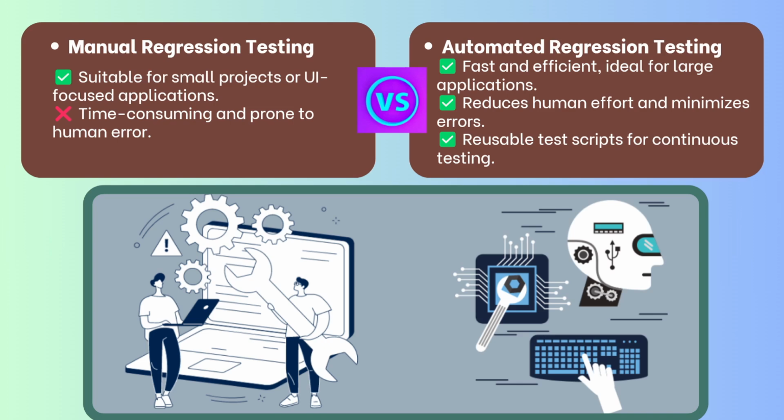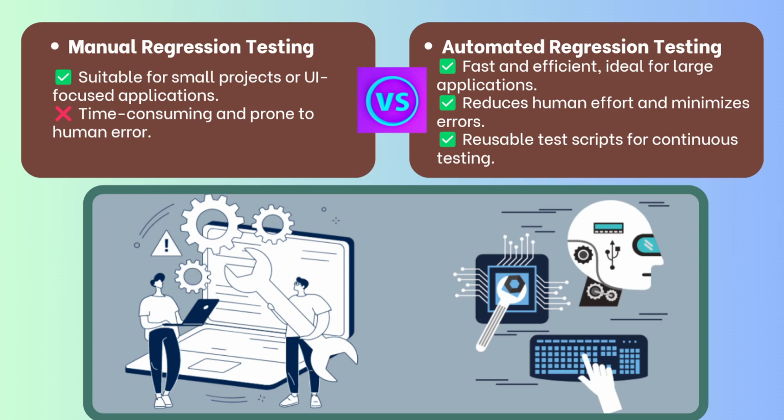So what is the basic difference between manual regression testing and automated regression testing? Now how do teams actually perform regression testing? There are two main approaches, manual or automated. Manual regression testing is suitable for small projects or UI focused applications, but it is time consuming and prone to human error. So how many of you still rely on manual regression testing? Maybe you can comment and share your experiences.